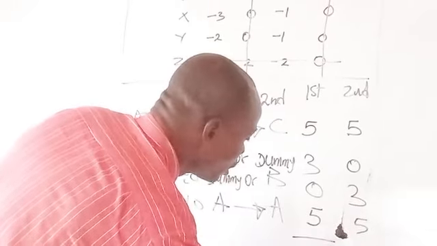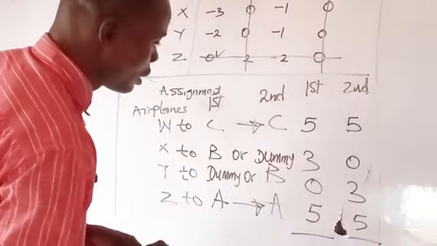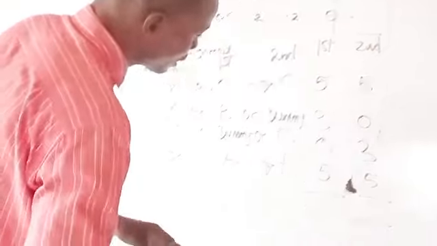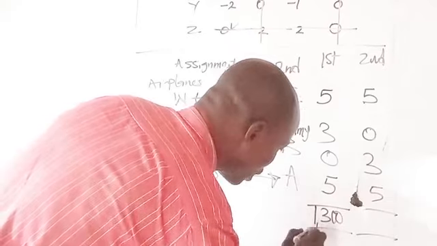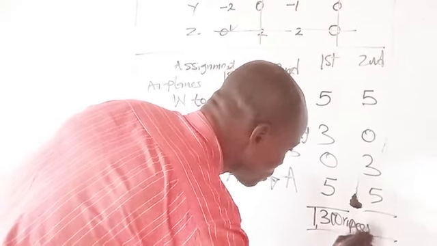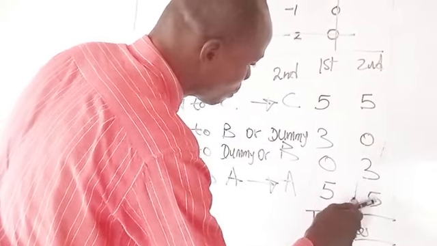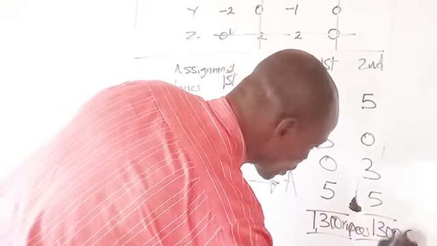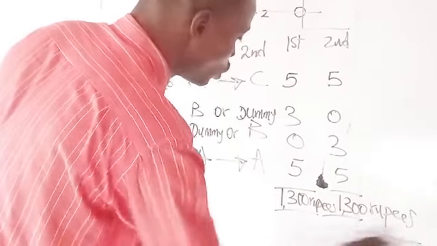So what is the maximum profit? 5 plus 3 is 8, 8 plus 5 is 13. Remember, the unit is 100, so it will be 1,300 rupees. For the second option, 5 plus 0 is 5, plus 3 is 8, plus 5 is 13, which is 1,300 rupees, since the amount is in 100. This is the end of the solution to the question. These are the possible assignments.